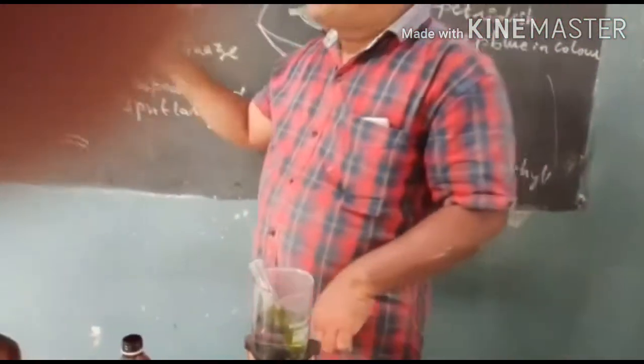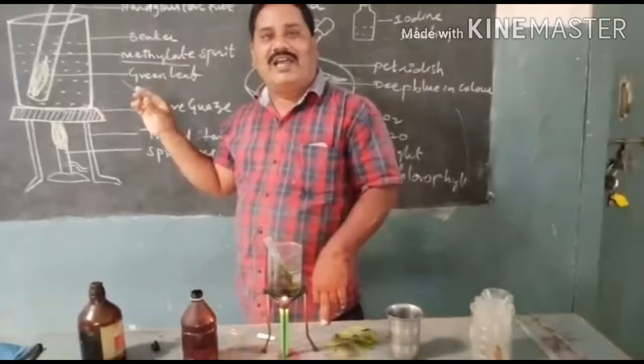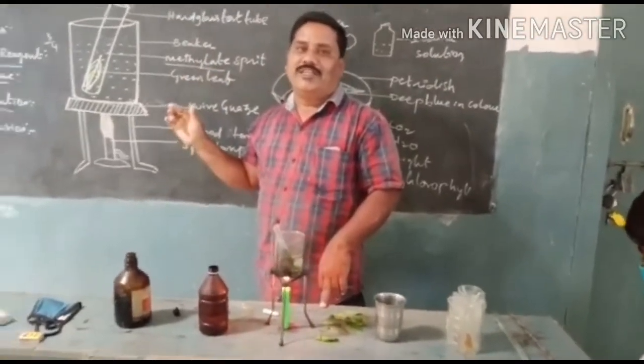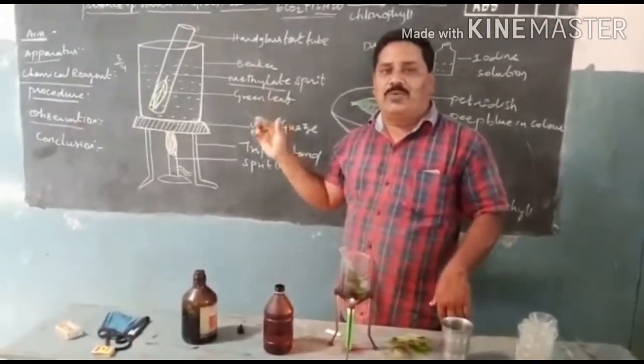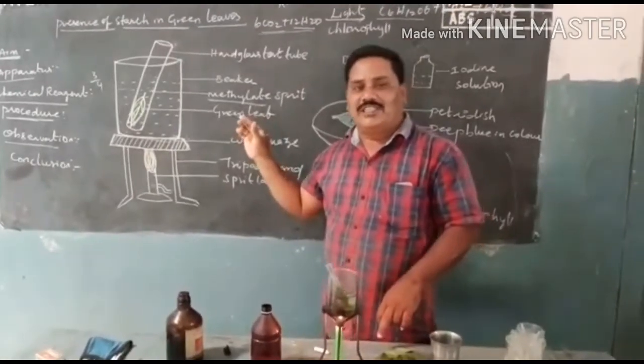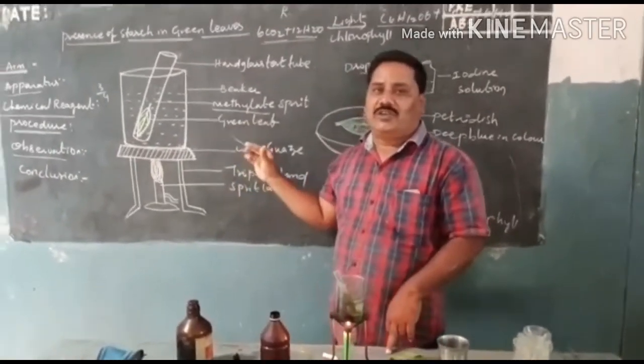In this activity 2, what do you prove? All green plants prepare starch. What can we prove in this activity? That all green plants contain starch. Okay, understood? Okay.